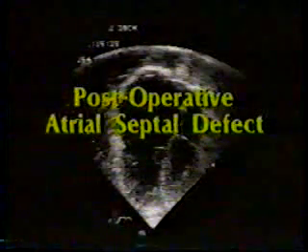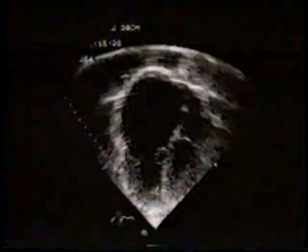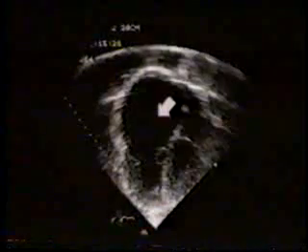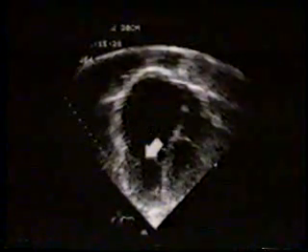This 34-year-old patient had a secundum atrial septal defect repaired 5 years prior to this evaluation. Persistent murmur and cardiomegaly prompted this evaluation. In this apical four-chamber view, note that the right atrium is markedly dilated and both the tricuspid leaflets are dysplastic, shortened, and tethered to the underlying myocardium. Here is a very wide regurgitant orifice present.